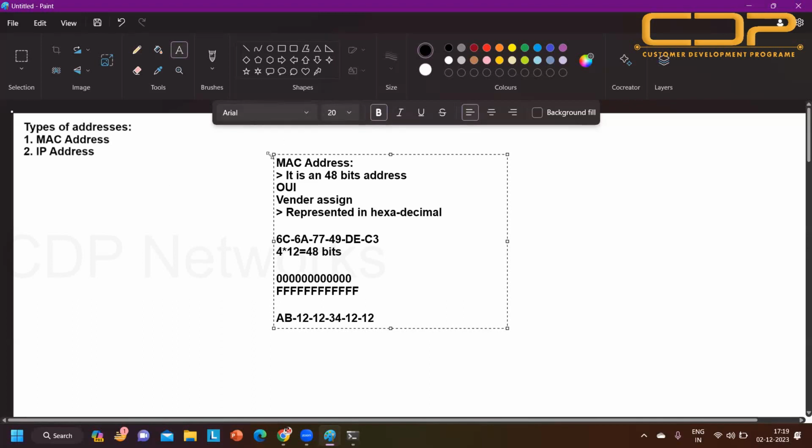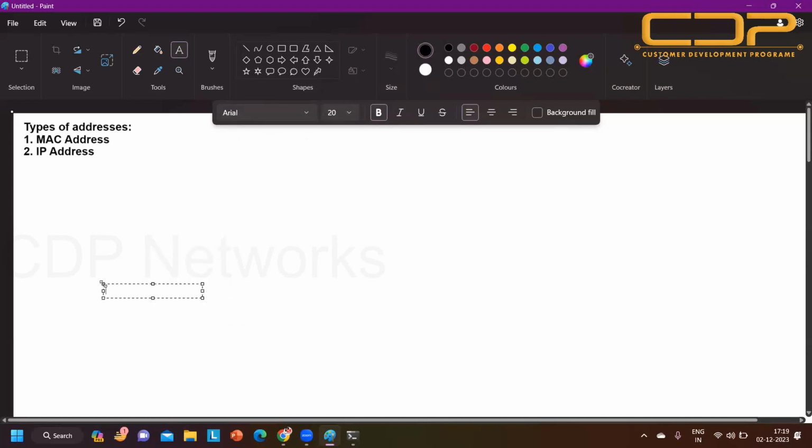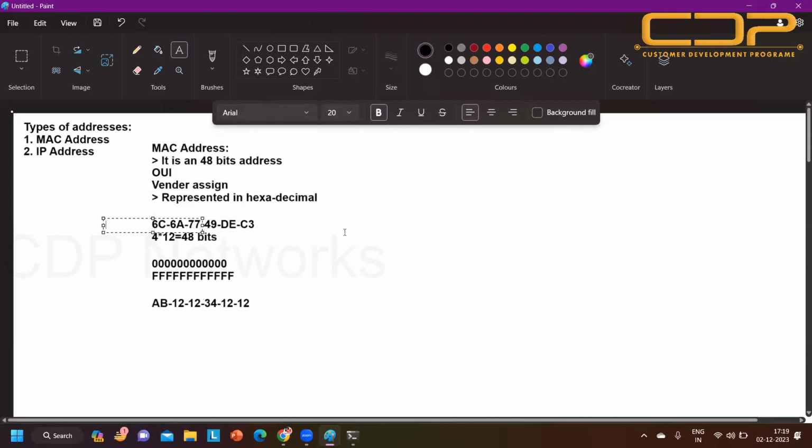Now try to understand how we are using MAC address. Let me take one example of a company. Let's say Dell. Dell is manufacturing networking devices, as you all know, like laptops.